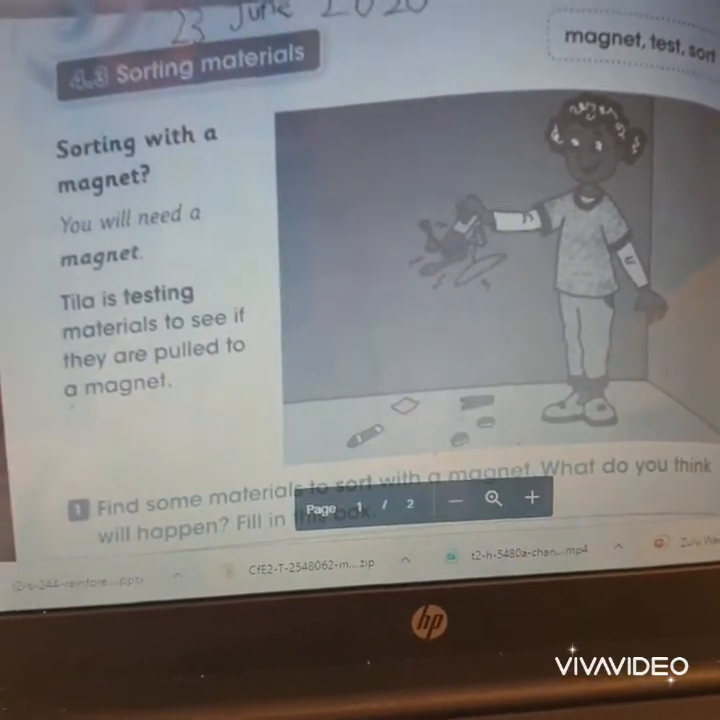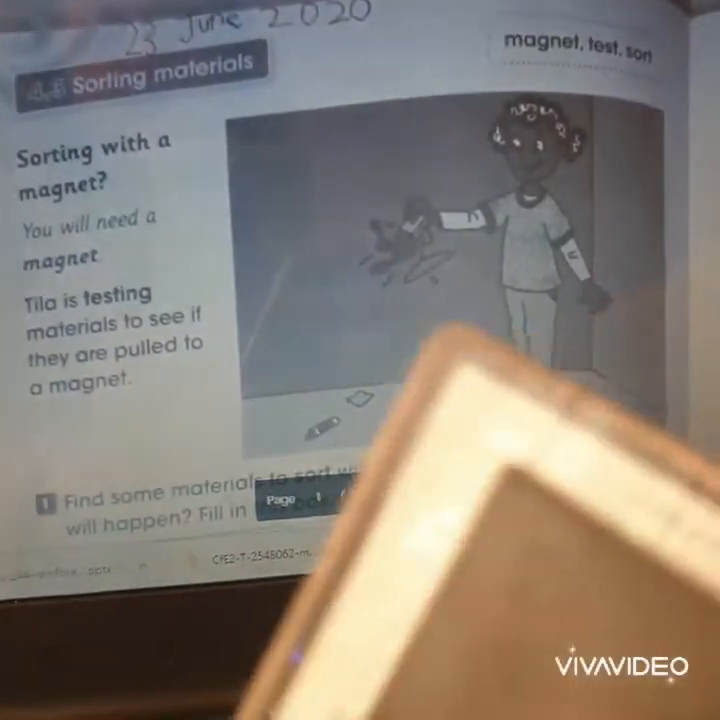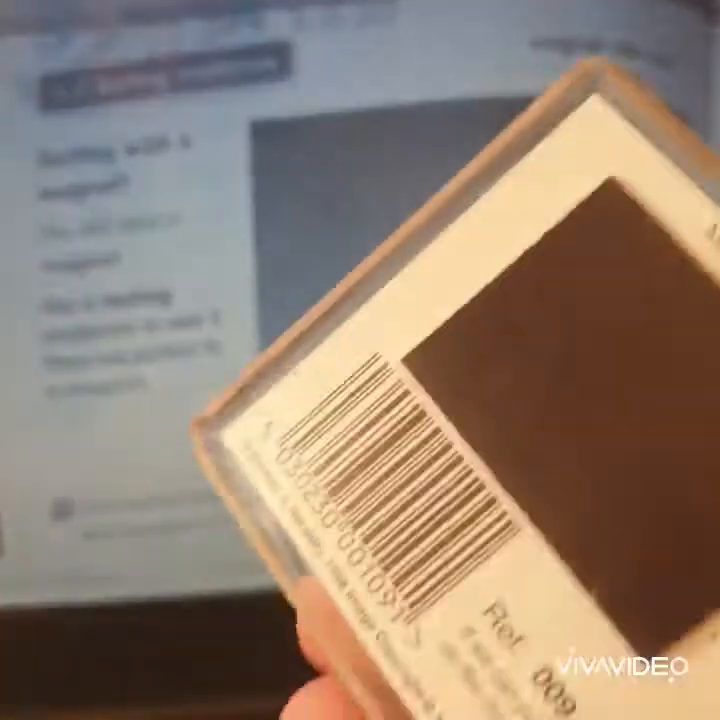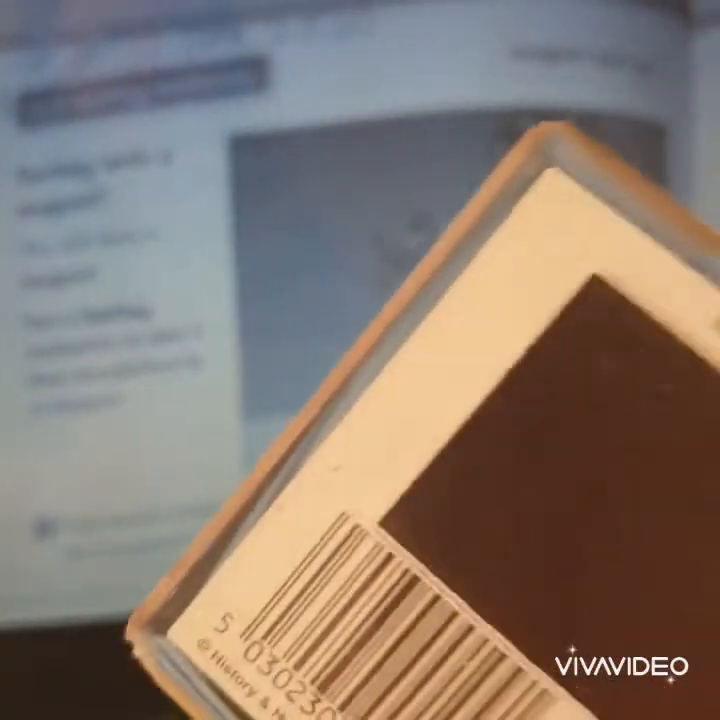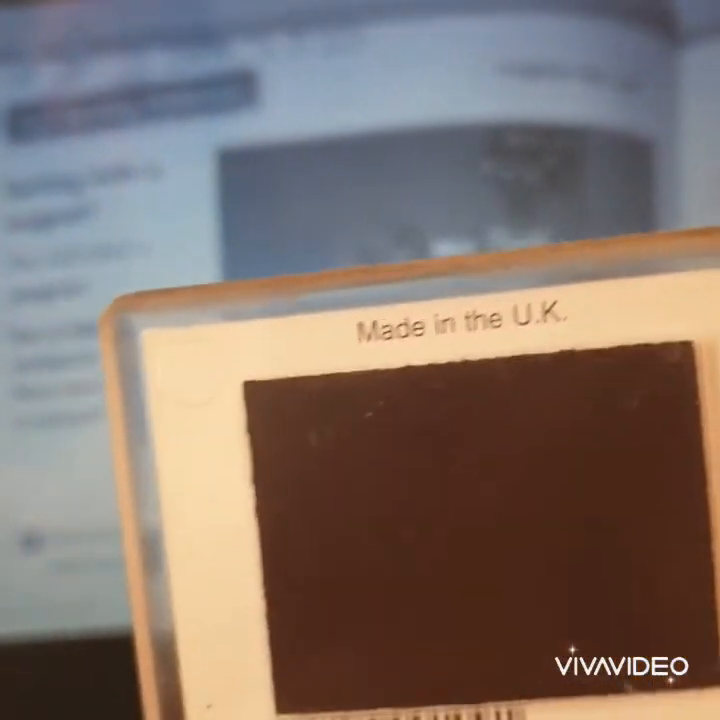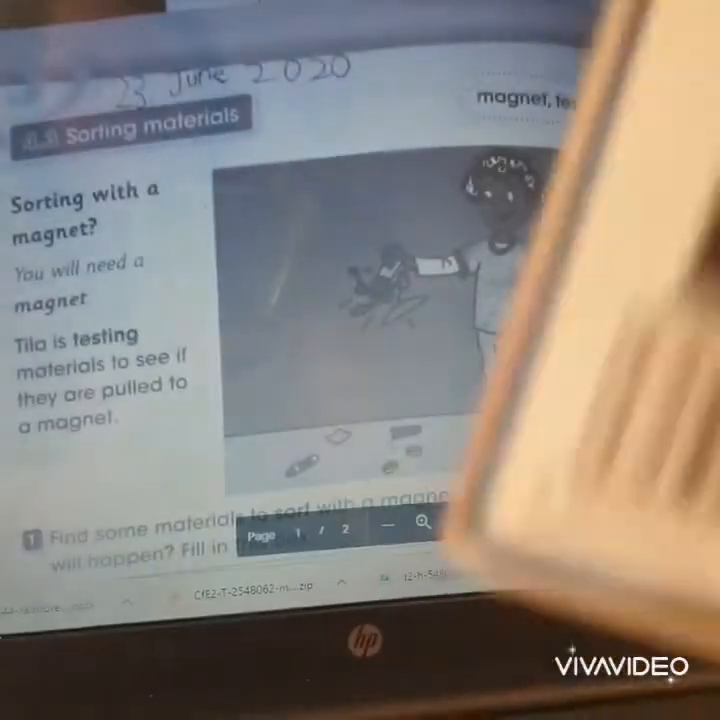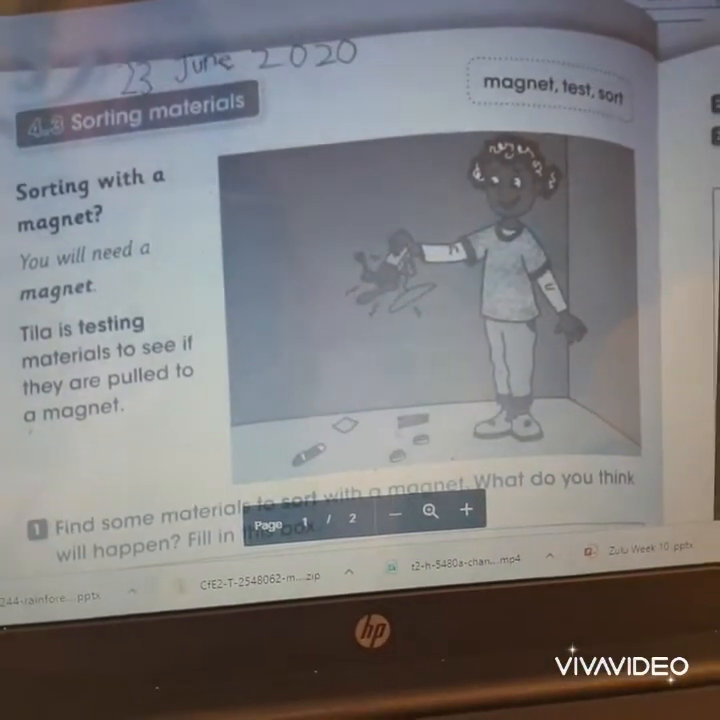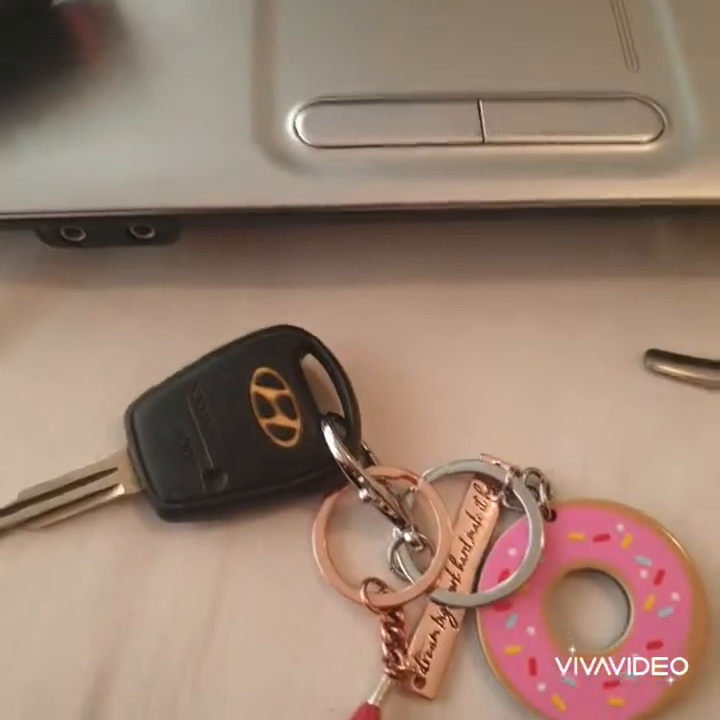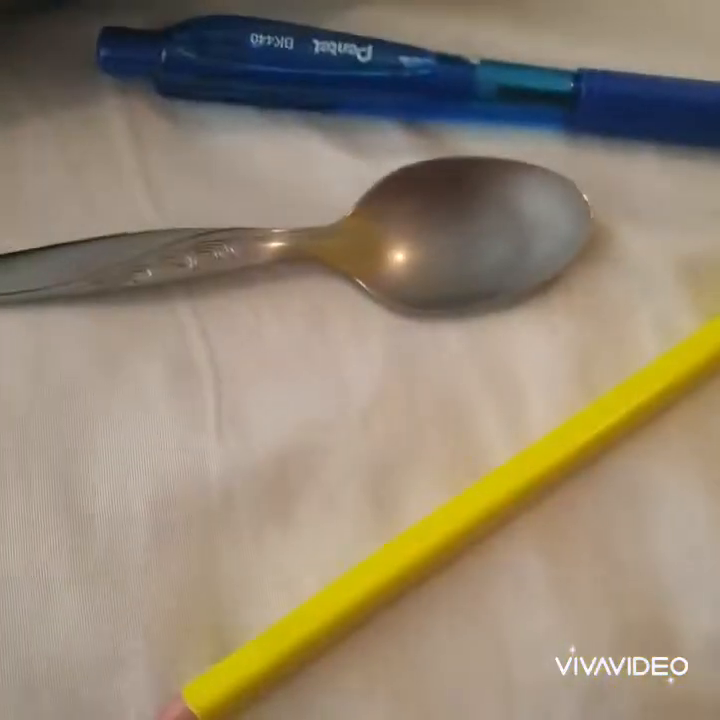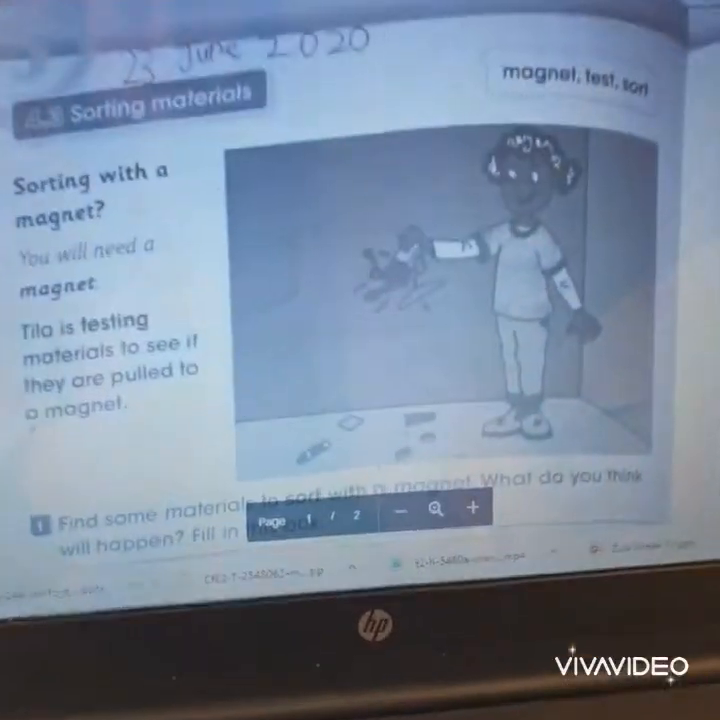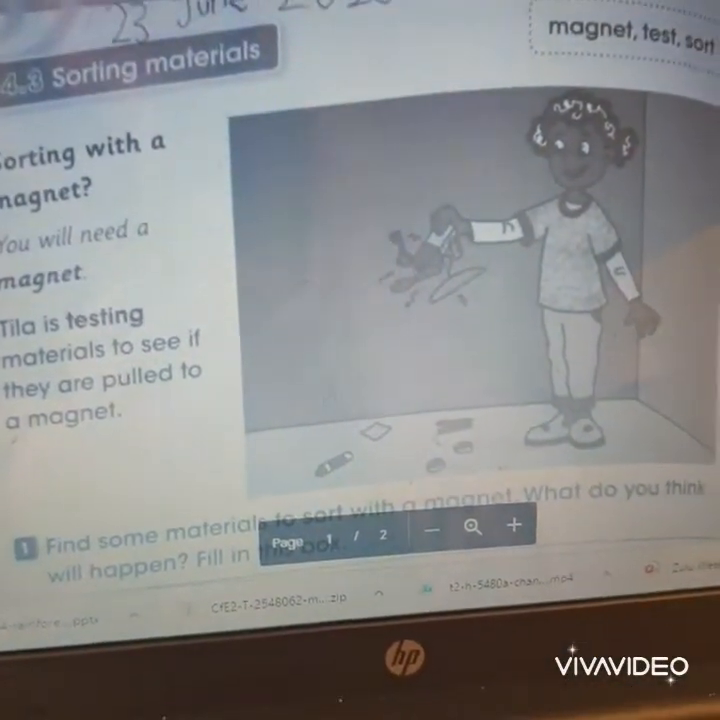All right, then looking at our challenge books, we're going to sort materials using a magnet. So hopefully you can find a strong magnet at your house. I only managed to find this one at mine. So it's not going to be very strong because it's just a strip of magnet, and it won't be able to pick up much. So hopefully you can find the strongest magnet you can in your house. And you're going to collect a bunch of different materials. Here I have my watch, my car keys, a teaspoon, a pencil, and a pen. And you can see which one you can find at your house.